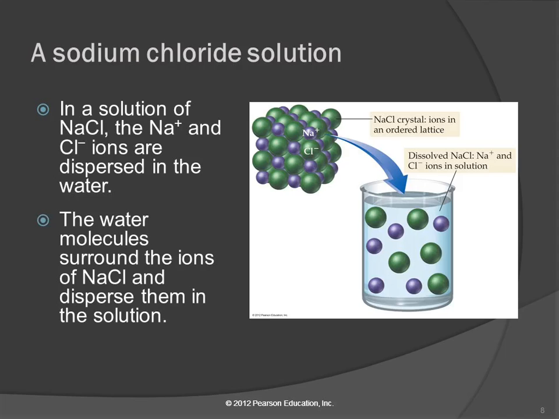So this is just kind of rehashing. But here we take this ordered crystalline lattice, we put it in water, and because the water molecules are surrounding each of these ions, the ions separate and move, and they become uniformly distributed throughout. They disperse. So it becomes homogeneous, as opposed to just salt crystals sitting on the bottom of a beaker of water.